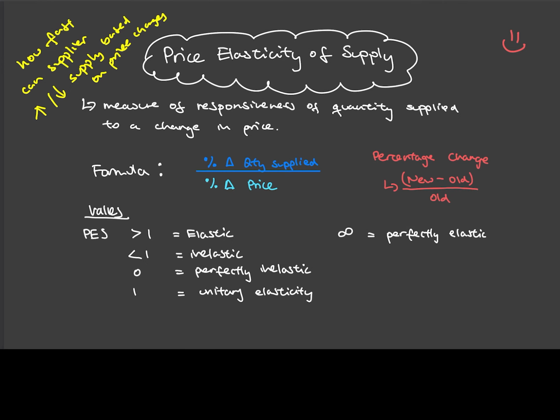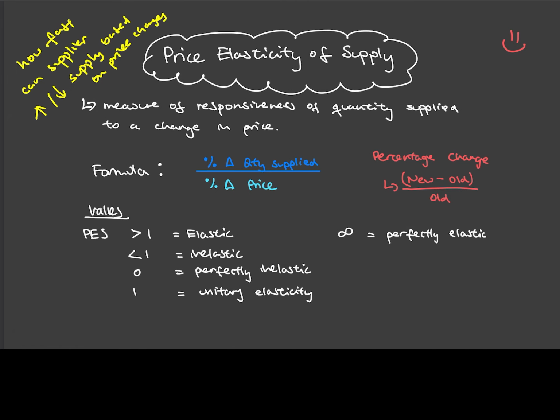Then, lastly, we have unitary elasticity, which means that there is an equal percentage change on both sides. So, let's say you have a 5% change in quantity supplied. That means you have a 5% change in price.